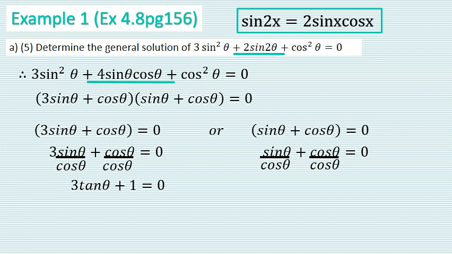tan. Sine over cos became tan, and over here our sine over cos became tan too, and if you make tan the subject of the formula, you get tan theta equals -1/3. Other side, our sine over cos became tan, our cos over cos became a 1, and we make tan theta the subject of the formula, and you get tan theta equals -1. And now we solve for the reference angle of each of those.